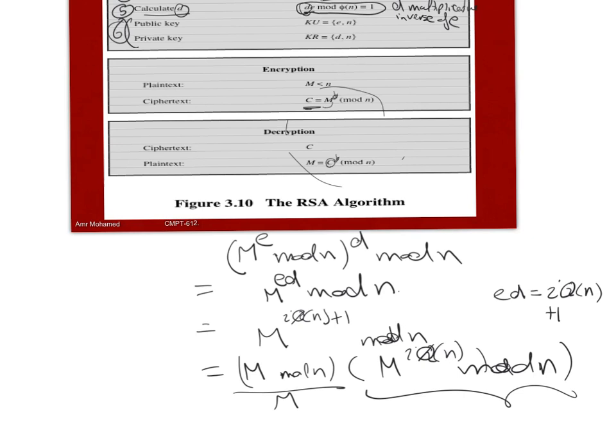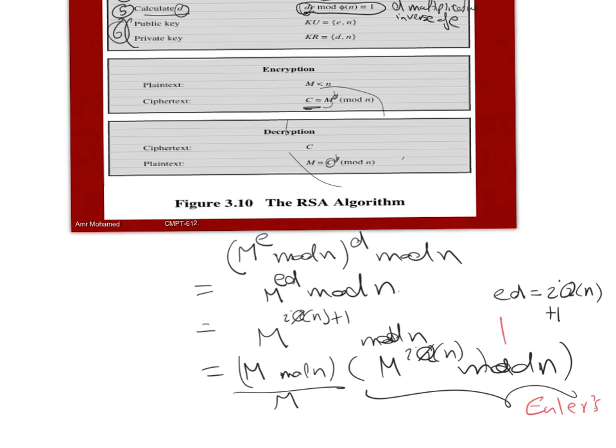Okay? So then came a scientist, named who? Euler. Euler's theorem says that M to the power totient of N, multiplied by any number, mod N is in fact 1. So this is based on Euler's theorem. By doing that, we prove the reversibility based on Euler's theorem.